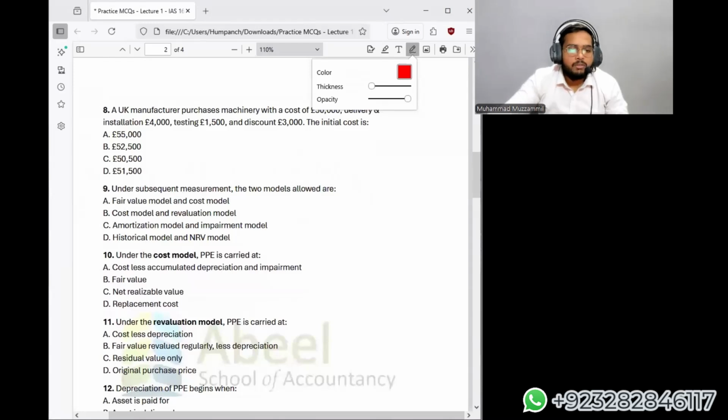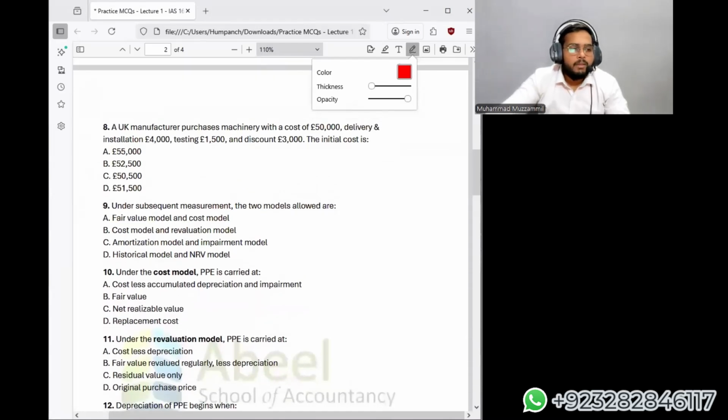Okay. Now, a UK manufacturer purchases machinery with a cost of 50,000 pounds. Delivery and installation of 4,000, testing 1,500, and a discount of 3,000. What is the initial cost? What is the initial cost? Tell me quickly. I am giving you 2 minutes to quickly calculate it.